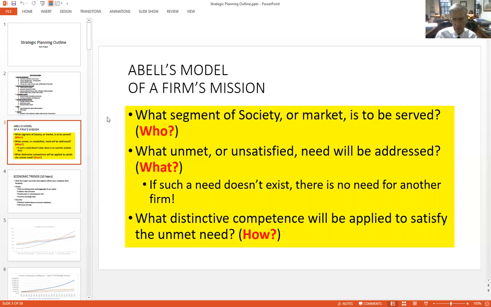Second, in that market segment, where do we find unsatisfied needs? Now, there are a couple of types of unsatisfied needs. Steve Jobs realized that you and I wanted mobile music, even though we didn't realize it. And so Apple developed the iPod and the iStore, and the rest is history. We got mobile music. That was a brand new need and a brand new mission for Apple.